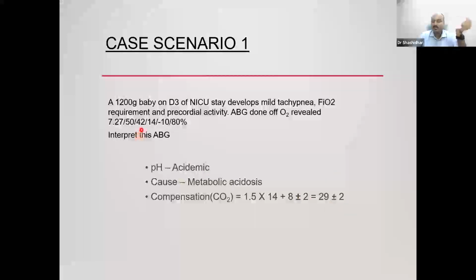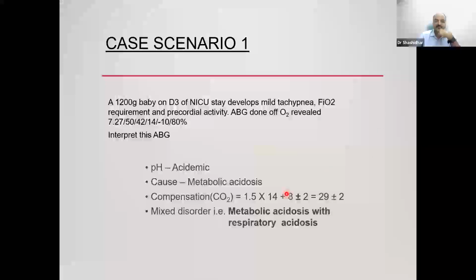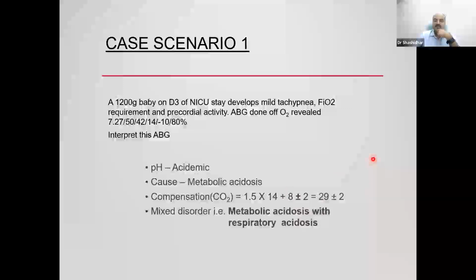But here the PCO2 is 42, which is above the range. So that means there is an additional component of respiratory acidosis. Why is this baby having respiratory acidosis? Probably because, with precordial activity on day 3, I would be expecting the PDA to have opened up in this child. So this is metabolic acidosis and respiratory acidosis. It is much above compensation. It is not a compensated metabolic acidosis. It is a mixed acidosis, respiratory and metabolic.